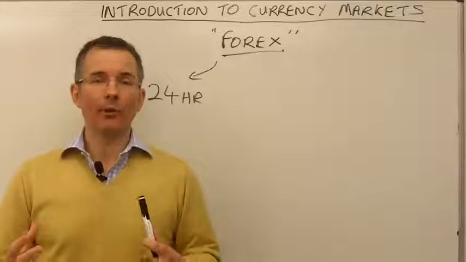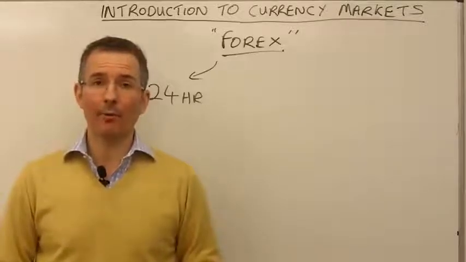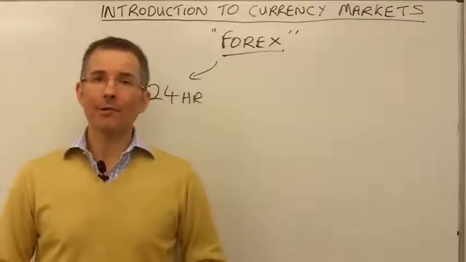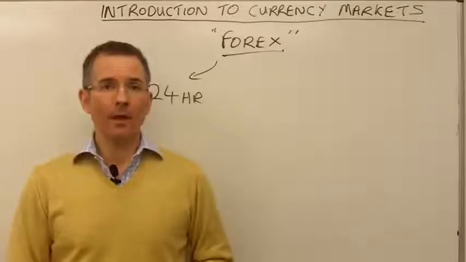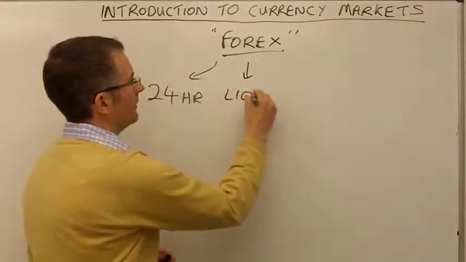The daily volume or turnover is many times that of something like the equity market, for example. So 24-hour currencies are traded around the world. Big financial centres include New York, Tokyo and London. It's a very liquid market. There's another piece of jargon.